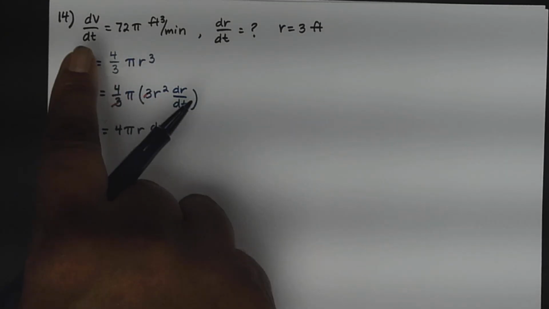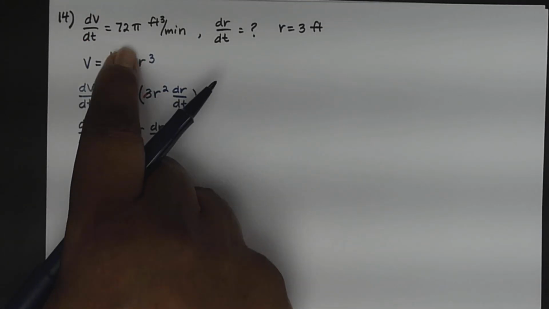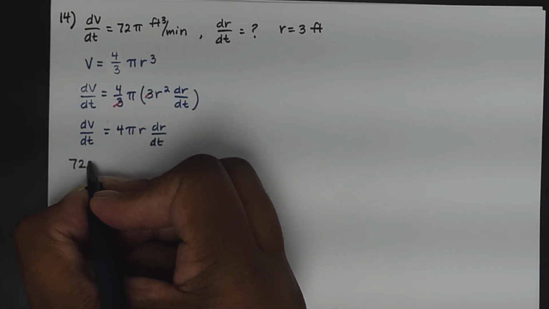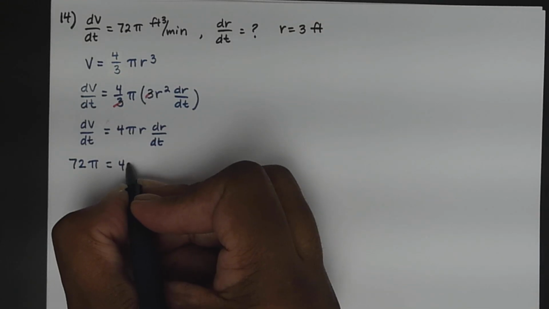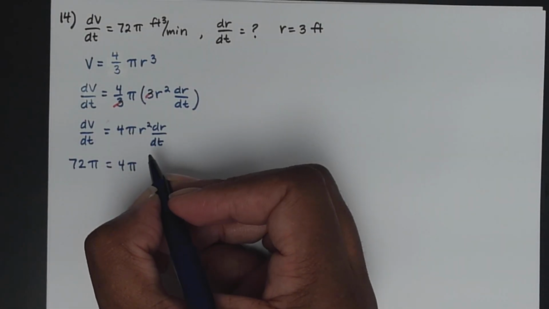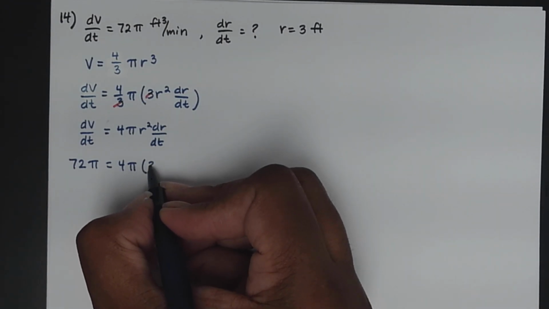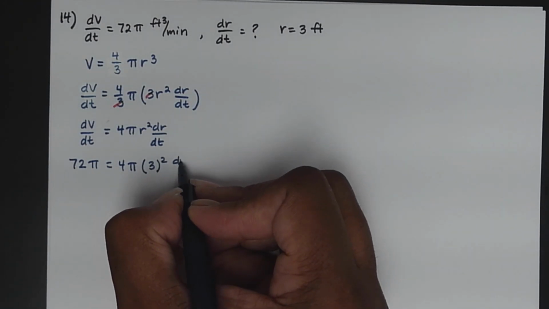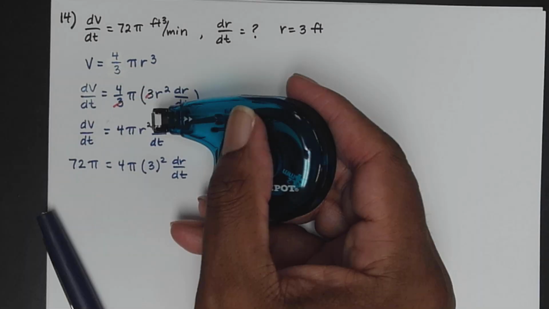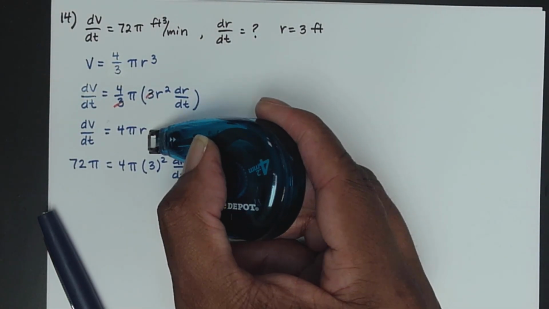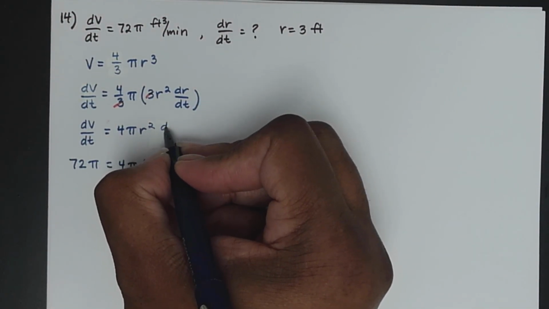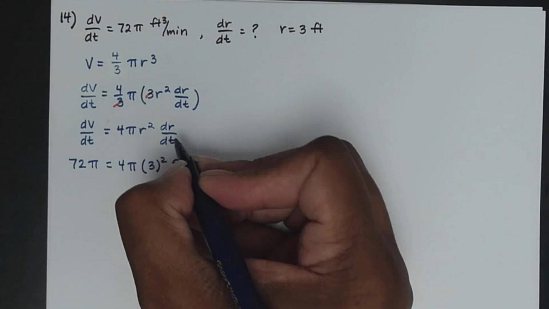So now in this case, let's do our substitution. dV/dt is given to you as 72π cubic feet per minute. So I just replace that: 72π is equal to 4π, and this should be r squared, because r is 3 feet, so that'll be 3 squared times dr/dt.